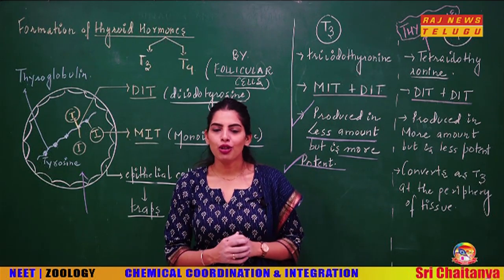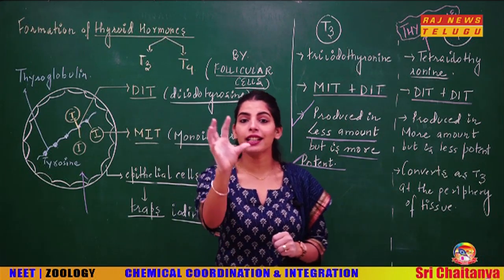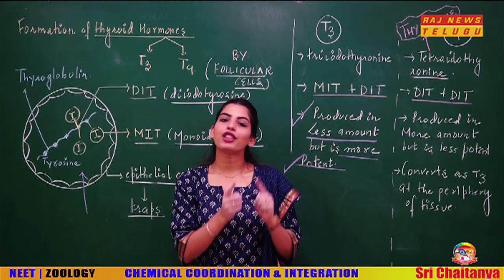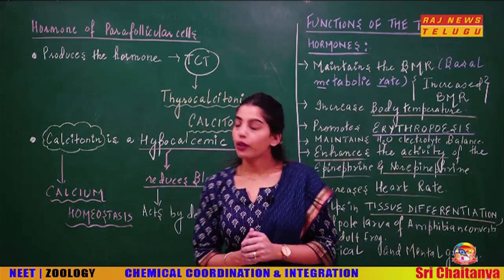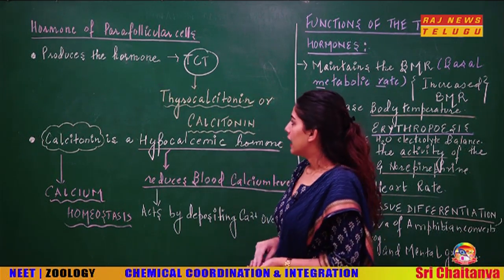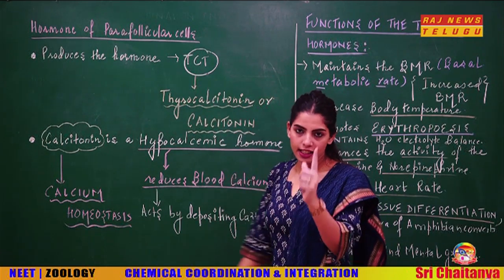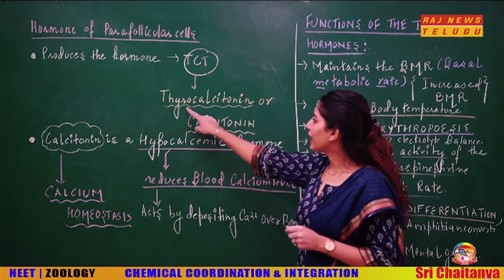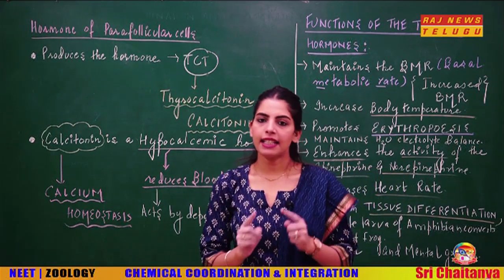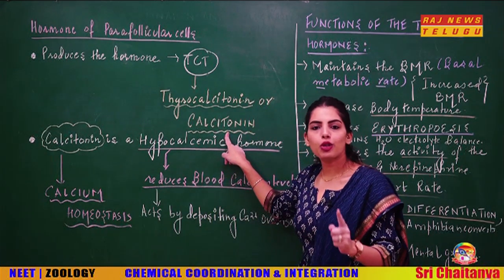Next, we are going to look at the hormone secreted by the cells located at the sides of the follicles. That is the hormone of the parafollicular cells. So now let us look at the hormone of the parafollicular cell. It produces the hormone termed TCT, and TCT, students, stands for thyrocalcitonin, or simply we can say calcitonin.